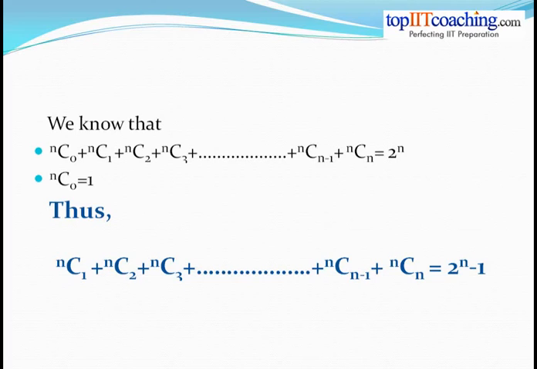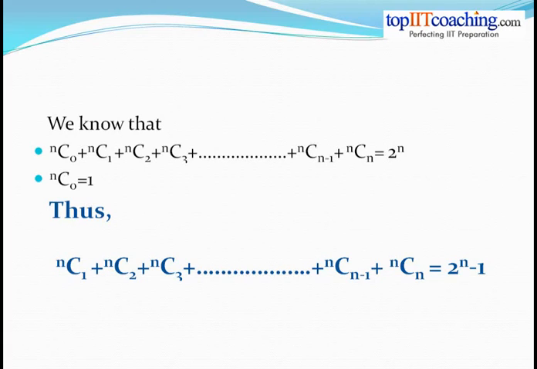Now this also includes the particular case where none of the objects is selected, but we want at least one object to be selected. So what we do is we subtract the case where none of the objects is selected from the total number of cases. So 2 to the power n minus 1 is the number of ways of selecting at least one object out of the n given objects.